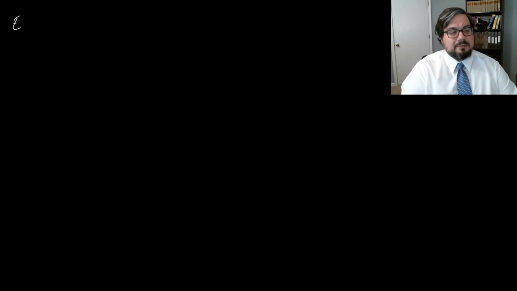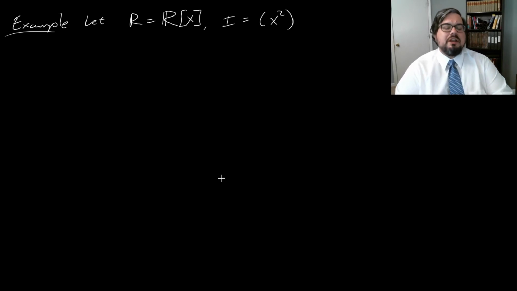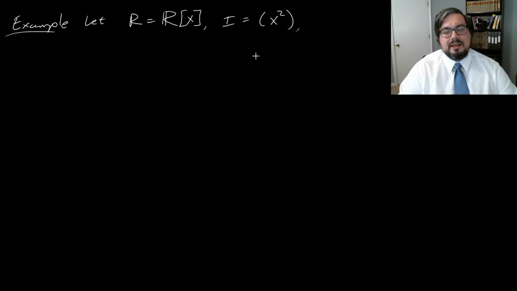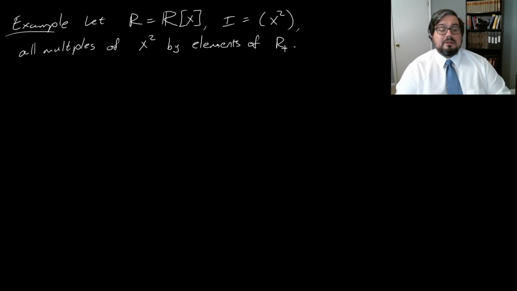All right, let's look at another example. Let R be the set of polynomials in the variable x with real coefficients, and I be the ideal generated by x squared. Now, the ideal generated by x squared is the set of all multiples of x squared by elements of R, by elements of R here being this whole set of polynomials.